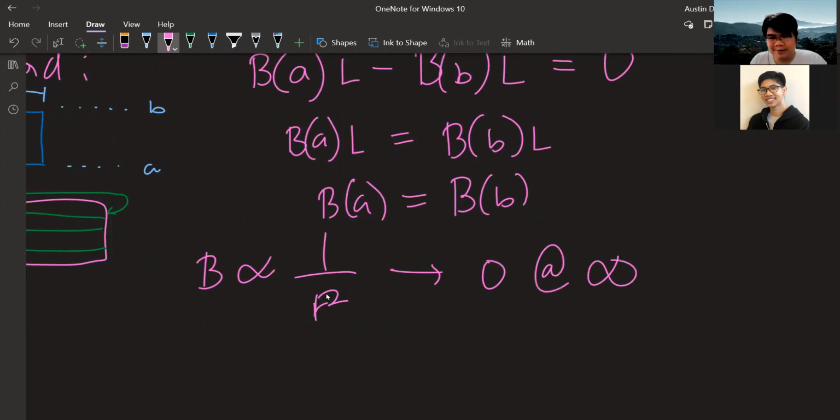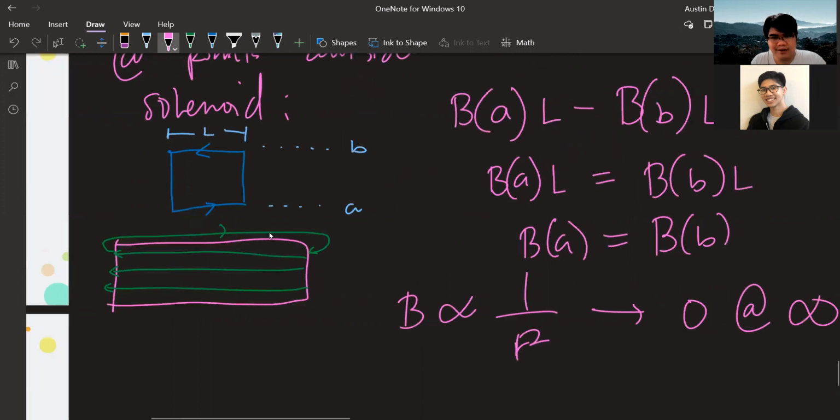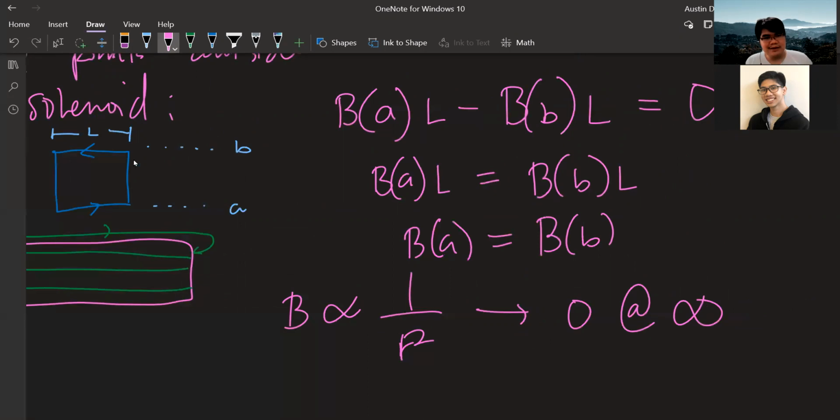Okay, at very far points. So with this, mapansin mo na kapag yung Amperian loop mo ginawa mo malaki such that B is far, magiging 0 siya. And that implies also that yung malapit lang din, it would also be 0.